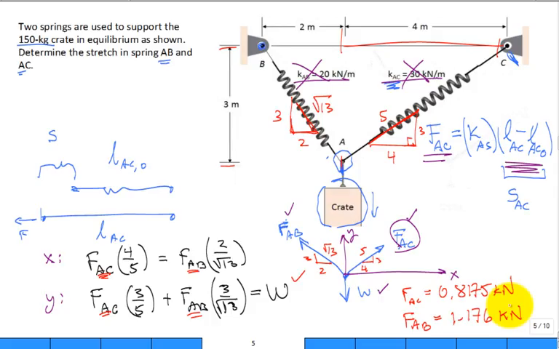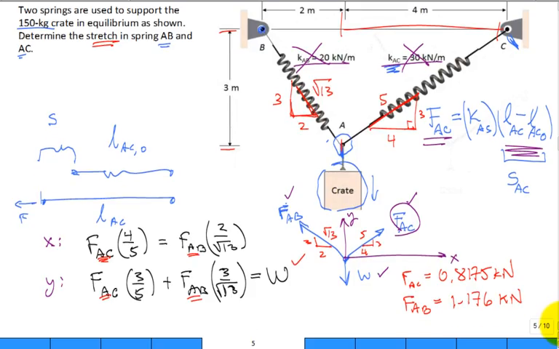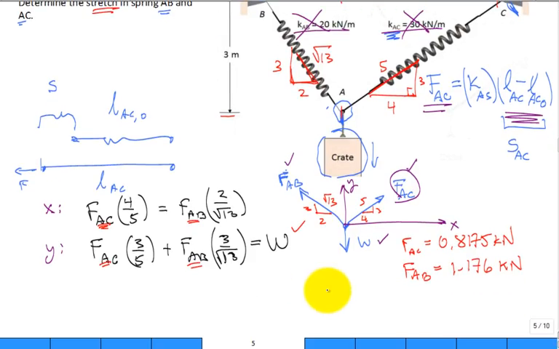Now, once I have those, I come back and I use the stiffness in the spring to get the stretch. So that's what we want, the stretch in the spring. Let me write it down here. The stretch in spring A to C is that tension force we just calculated divided by the stiffness of the spring A to C. That's a C, not an S.